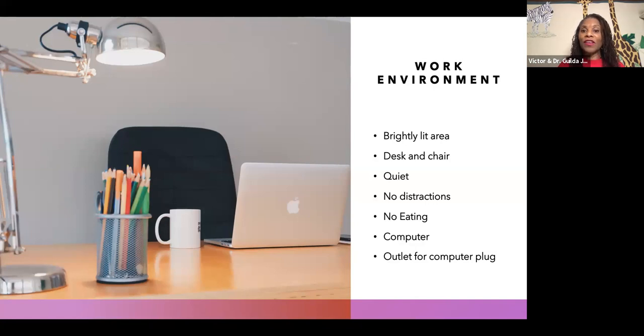Your computer needs to be on the desk, on and ready to go. Make sure that where your desk is and your chair, if you notice that you're losing power, that there's an outlet that someone can help you with, or you can do yourself, and plug in your cord for your computer so it's always charged, 100% charged.